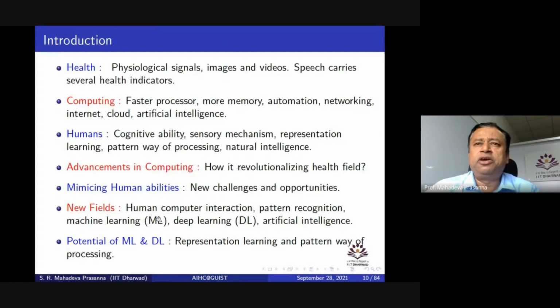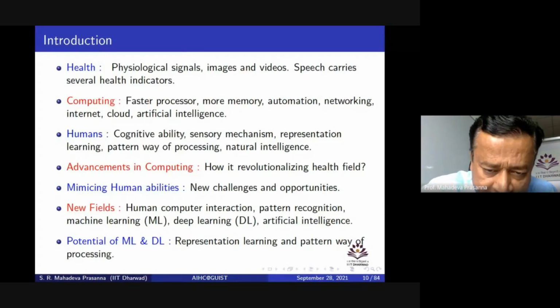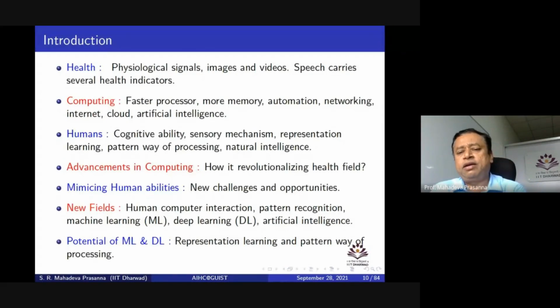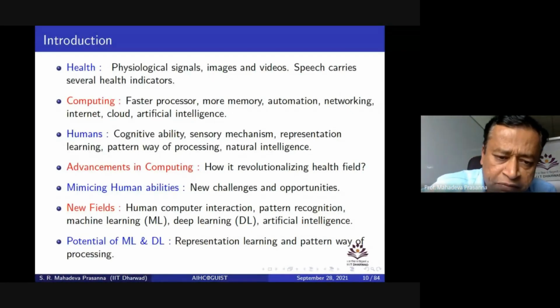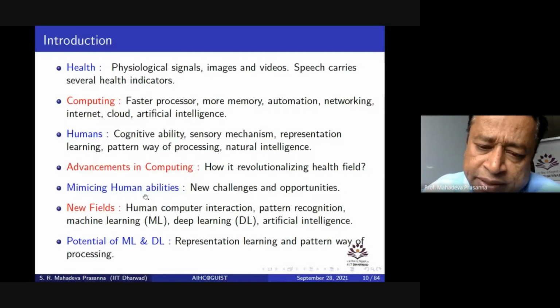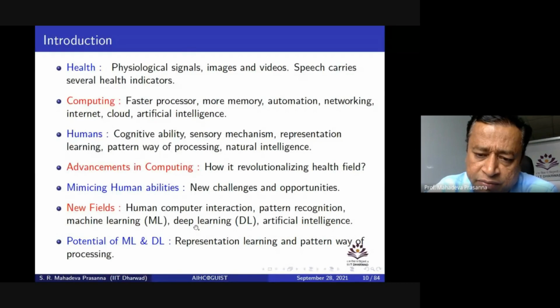So where we used to have very bulky hardware-based electronic systems for testing purposes, these are now being replaced by simple or very slim software and firmware systems with better identification rates, or better identification of health issues, because of the advancements in computing. And of course, these advances in computing give us a chance to mimic some of the human abilities, which has its own new challenges and opportunities.